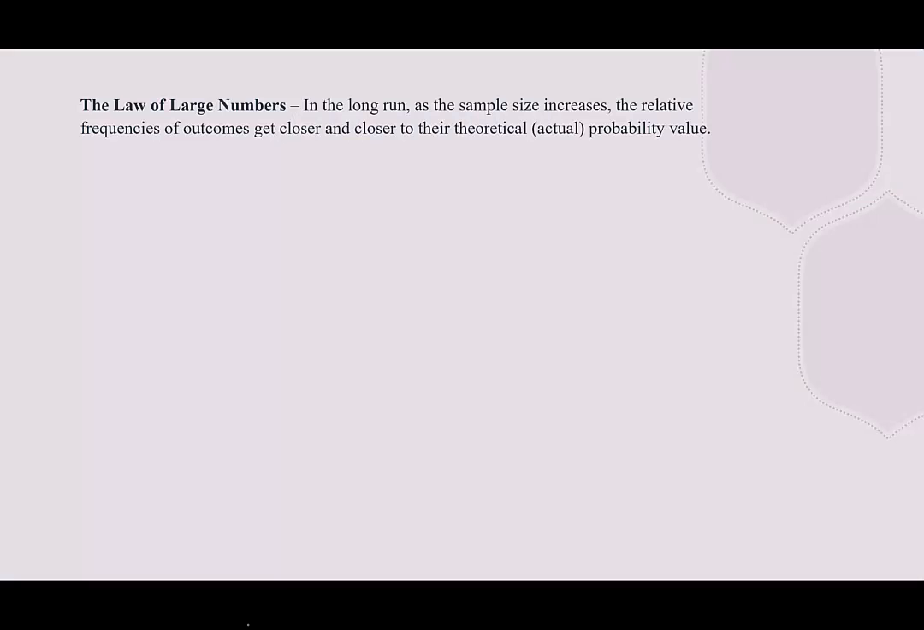2 dice. Just a reminder from the previous video, the law of large numbers says that in the long run, as the sample size increases, the relative frequencies of outcomes get closer and closer to their theoretical or actual probability value. And that's what we're going to look at in this video, but with 2 dice. In the last video, we looked at just 1 die. Now we're going to be looking at 2 dice.